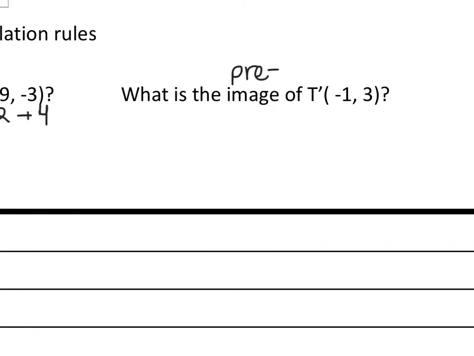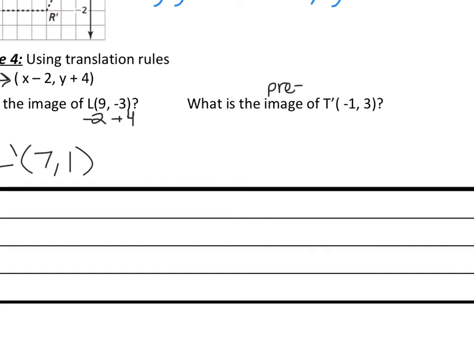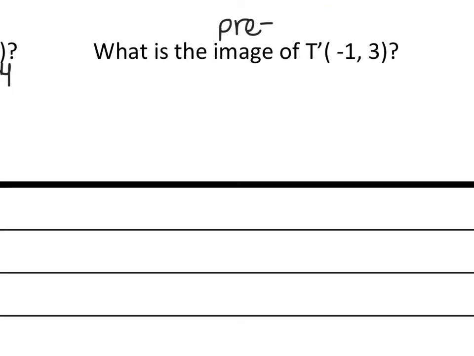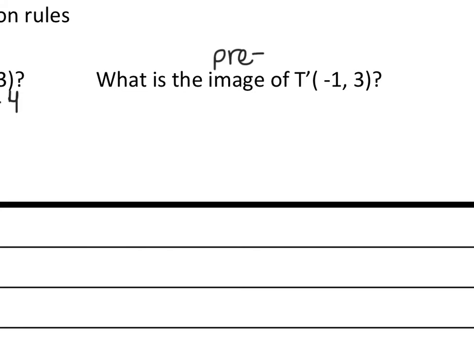So we have the image, T prime. We're going to go backwards now. Since our rule tells us to subtract 2 and add 4, we're going to do the opposite to get the original point. So we're going to add 2 and subtract 4. Do the opposite. That would give us that the original point T is positive 1, negative 1. You're done.